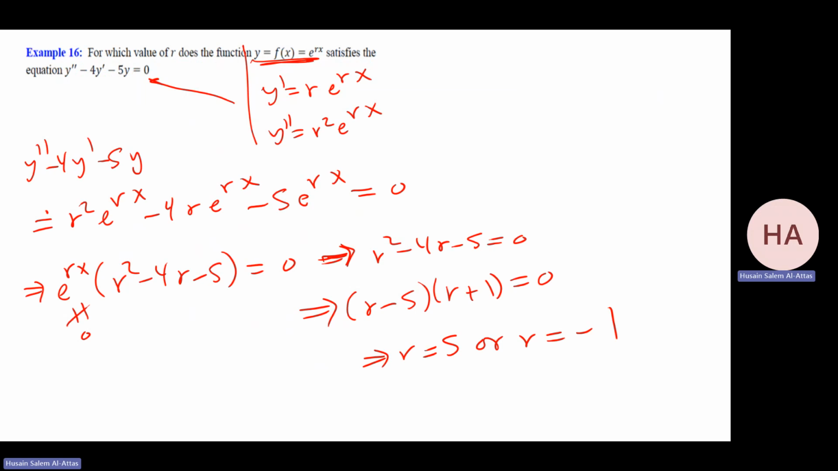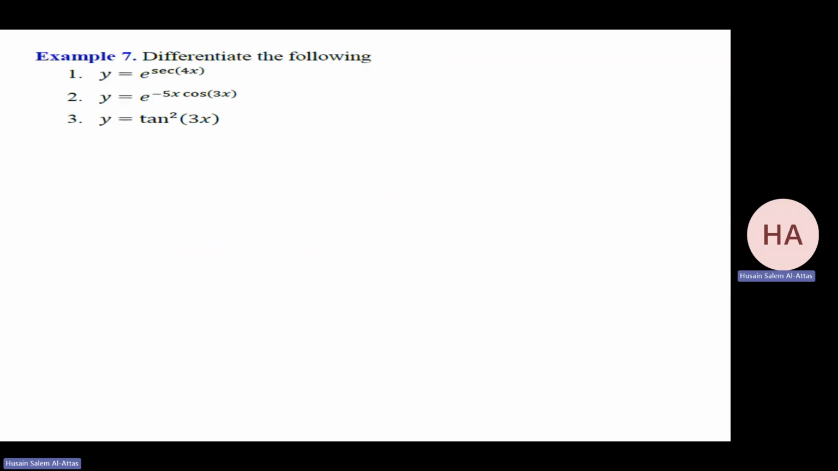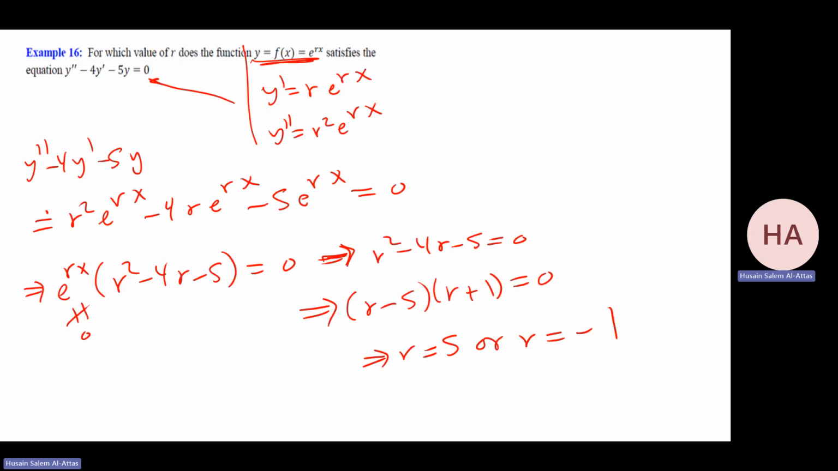Next time we'll talk about function of function, even function of function of function. Then I will do more problems in that. Let me stop here.